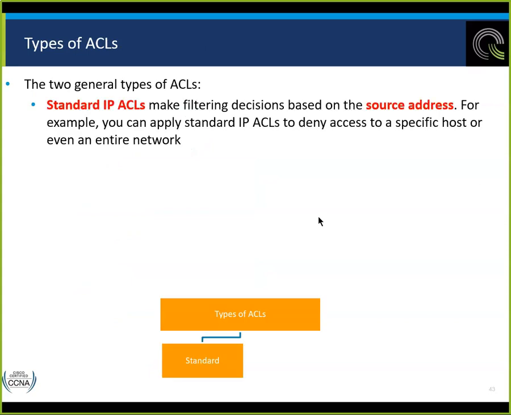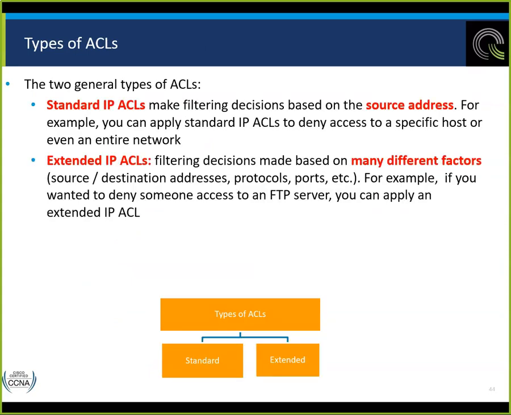The types of access control list are the standard and the extended. The standard makes filtering decisions based on the source IP address. You can apply a standard IP access control list to deny access to a specific host or an entire network. Access control lists use wildcard masks for the range of addresses. The extended list adds other factors: source and destination addresses, protocols, and ports. We can have a much more selective arrangement in the extended list than in the standard list.